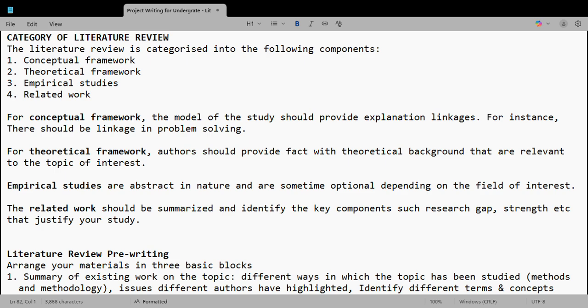So the fourth one is related work. The related work is just a summary, and how you're able to identify the key components such as the research gap, the strength of the method you are applying, and you must be able to justify all these arguments.